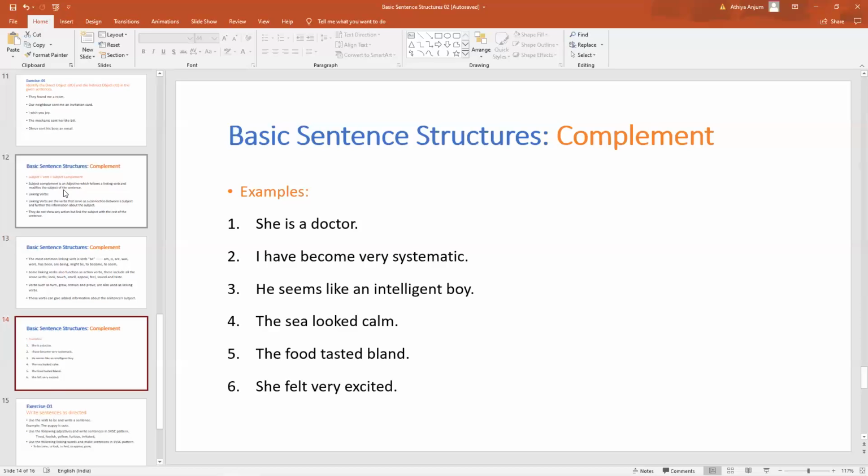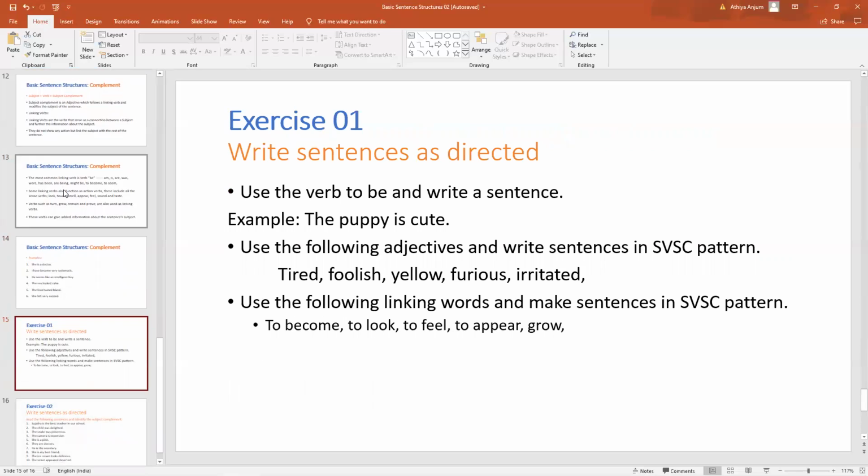They tell you more about the subject with the help of the linking verb. So be thorough with the linking verb and identify the adjectives, and these speak more about the subject, and this structure is called the SVSC. Right, now you have to write sentences as directed.